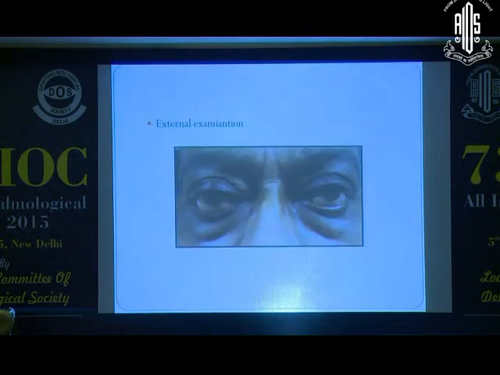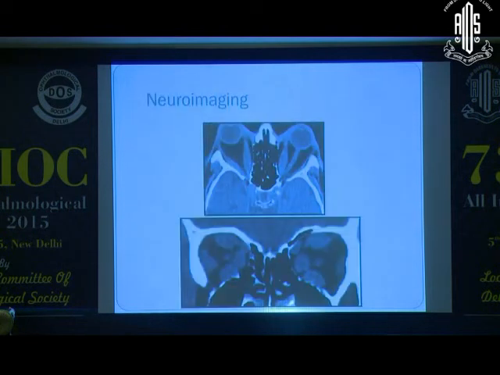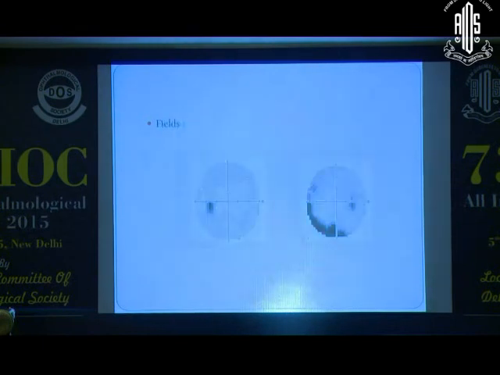So what I want to emphasize in this case is the external examination. If we had missed this examination of proptosis, or an apparent proptosis, we could have missed the diagnosis, because when we did a CT scan, what we noticed was narrowing of the orbital apex, which was a compressive optic neuropathy in this patient, which led to the disc edema.